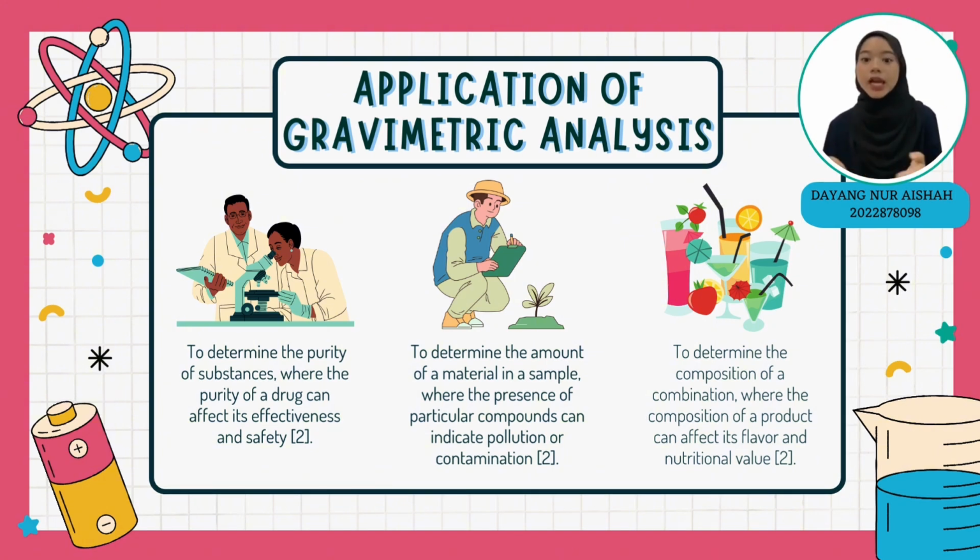In summary, gravimetric analysis is a method that measures the weight of a sample to determine the amount of material present. The approach requires a high level of skill and precision to guarantee accurate outcomes. Hence, it is beneficial for analytical chemistry.